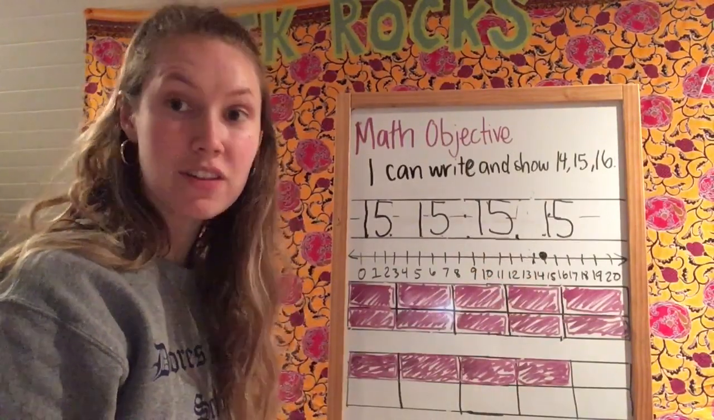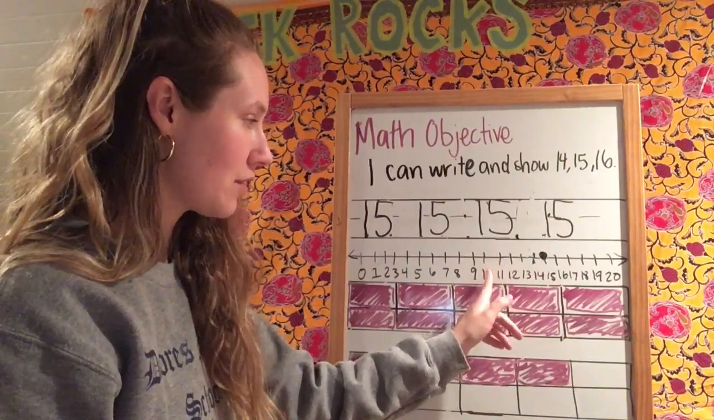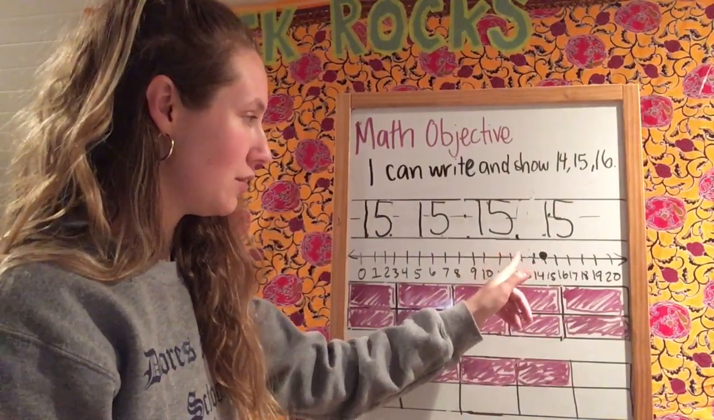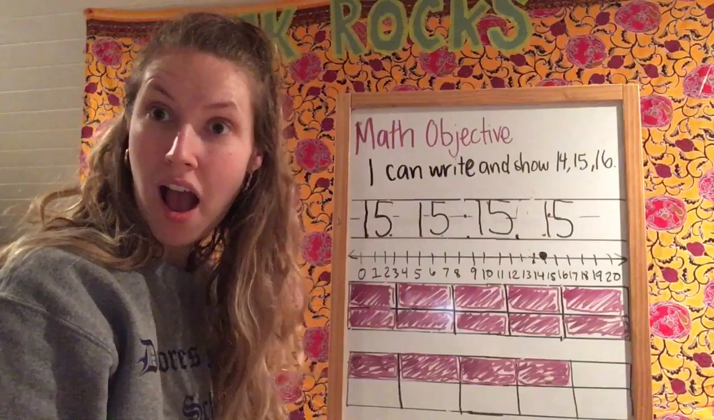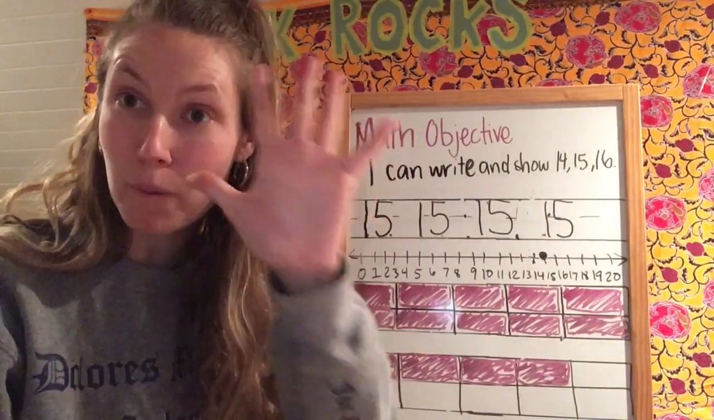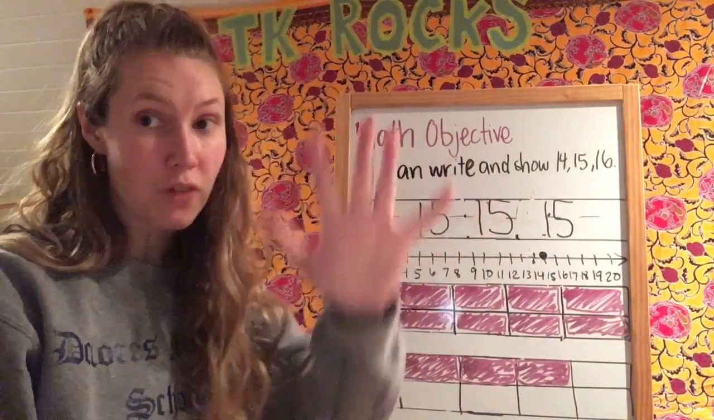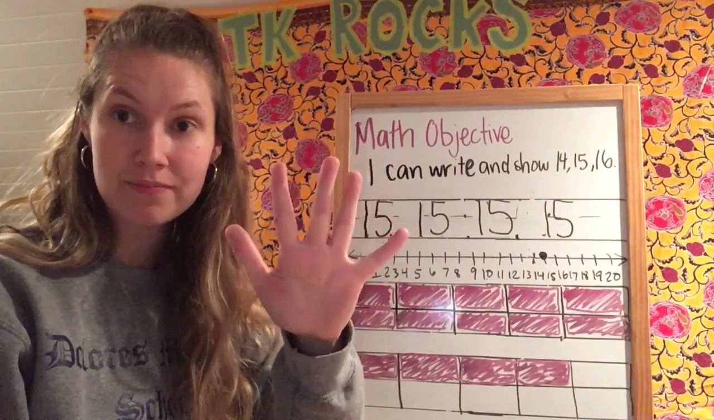How many more than 10 is 15? Let's see. If we start at 10, 1, 2, 3, 4, 5. We know that 15 is 5 more than 10. So if we added 5 to 10, we would get 15.